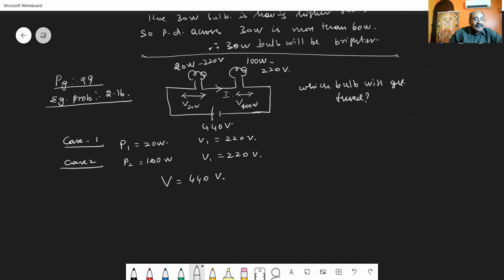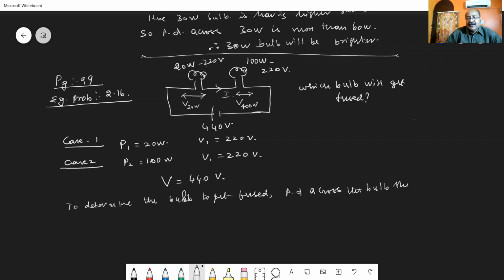So what do I have to calculate? To determine the bulb to get fused, the potential difference across the bulbs has to be determined. So how can I get the potential difference across the bulb? We know that this is a series combination.